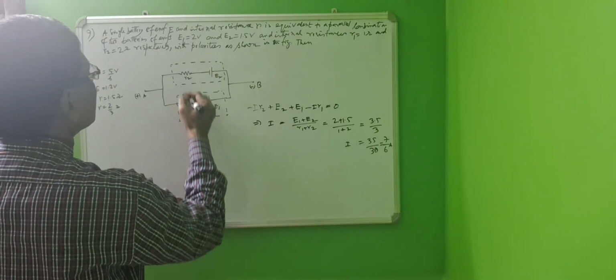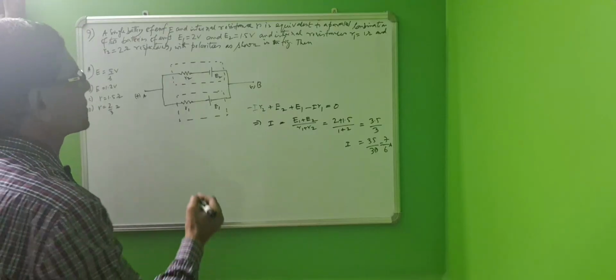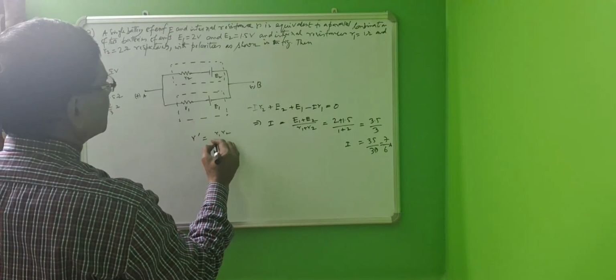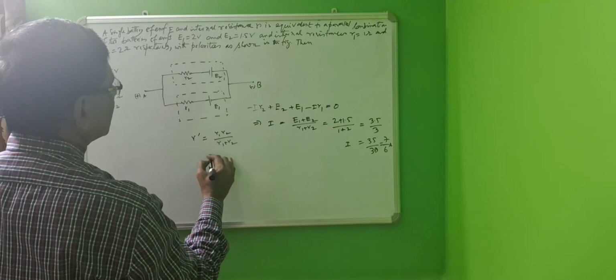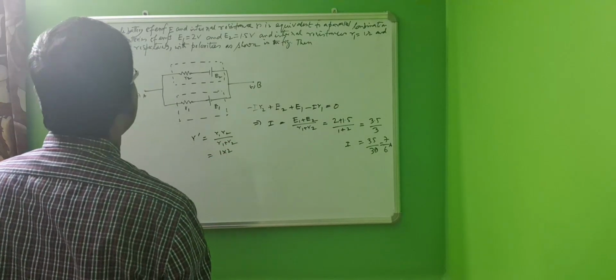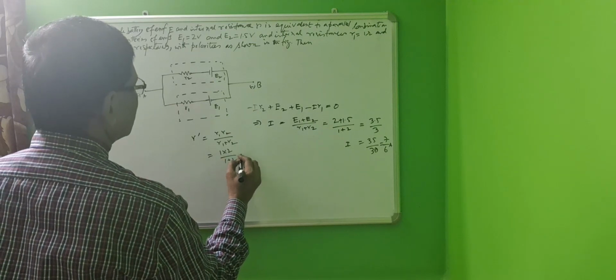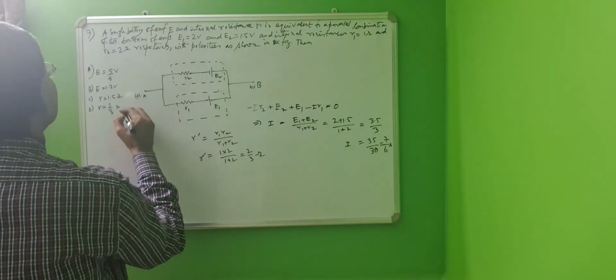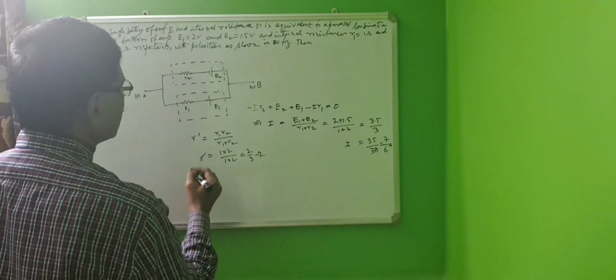Now these R1 and R2 are in parallel connection, so the equivalent R dash is given as R1 R2 divided by R1 plus R2, equals 1 into 2 divided by 1 plus 2, which equals 2 by 3 ohm. So this one, answer D, is the correct one.